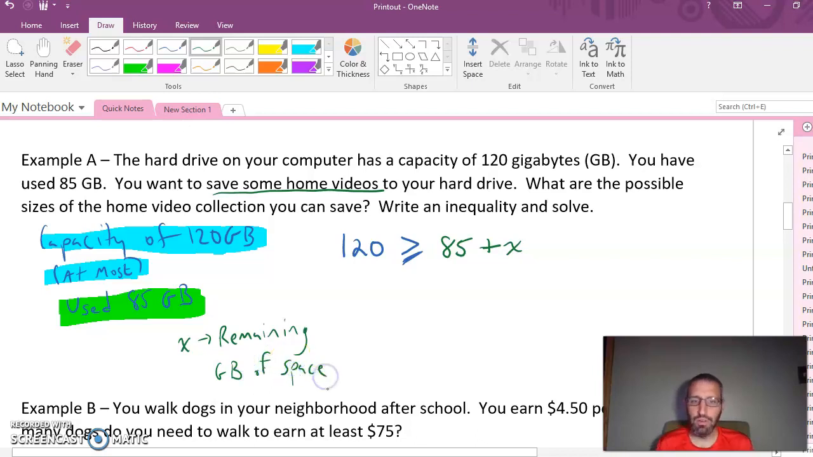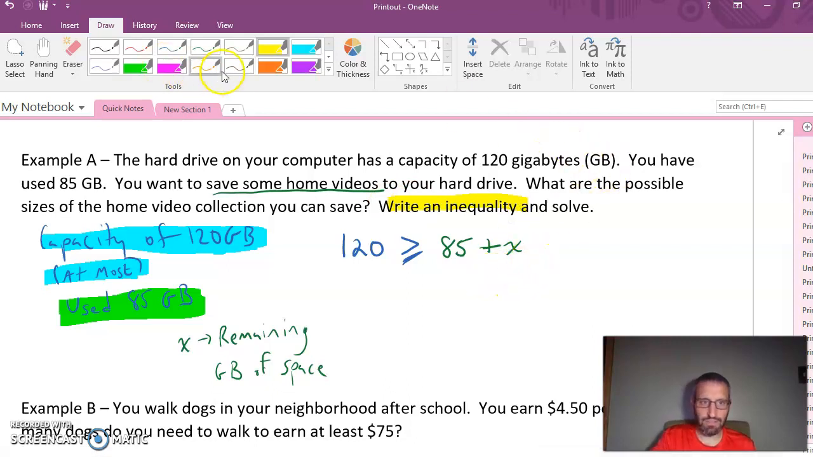Okay, so I start with 120, right, in the blue. That's the capacity, so the greatest, right? But I can equal to it. And I've used 85 plus, I don't know how much these home videos are that I'm going to try and save to my hard drive, but I can give them a variable, right? So questions on the writing the inequality part right here, that first piece right there.